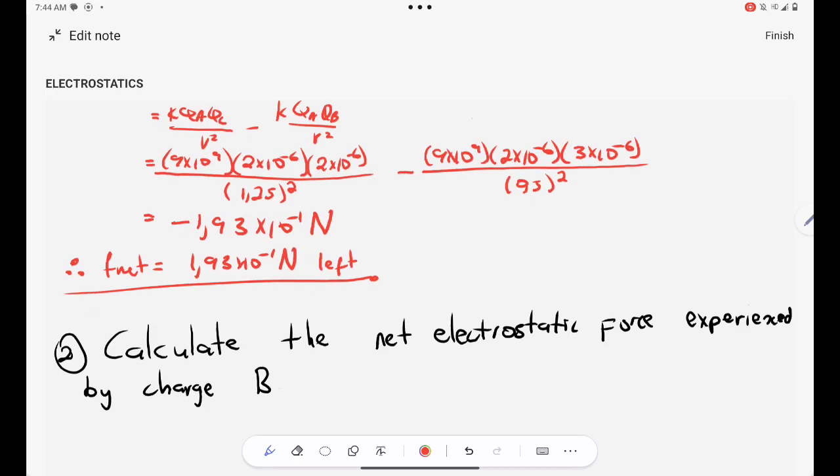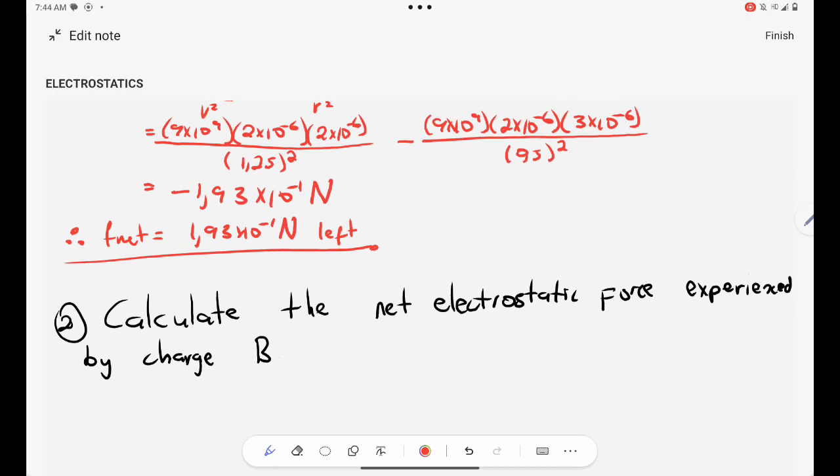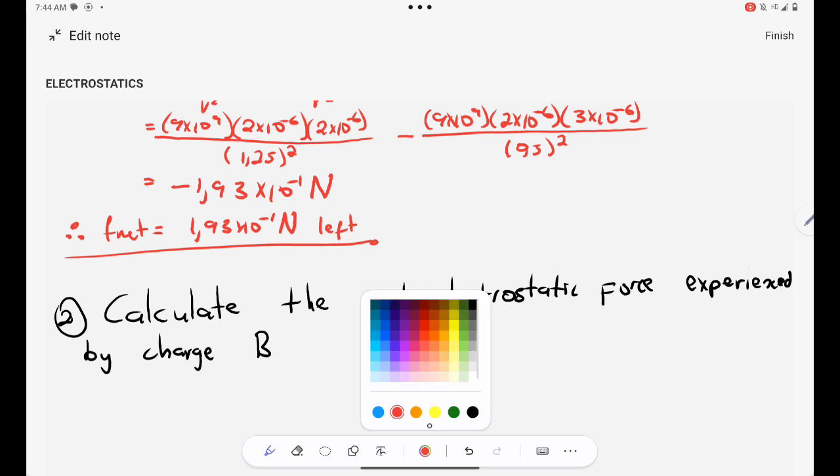Now let's go ahead and calculate the net electrostatic force experienced by charge B. Let's use a different color.